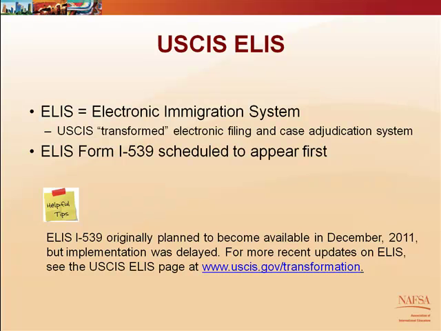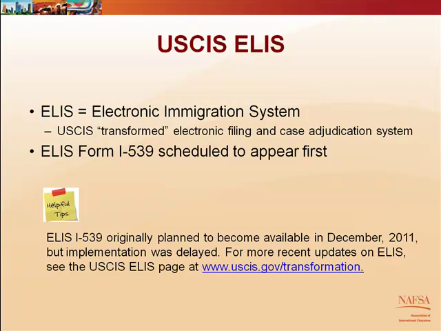During the first phase, users will be able to create accounts and to use the ELIS I-539 on a voluntary basis, as paper filing will continue to be available, to request the following benefits: extension of status as a B-1, B-2, M-1, or M-2, a change of status to B-1, B-2, F-1, F-2, J-1, J-2, M-1, or M-2, and a reinstatement of status to F-1, F-2, M-1, or M-2.